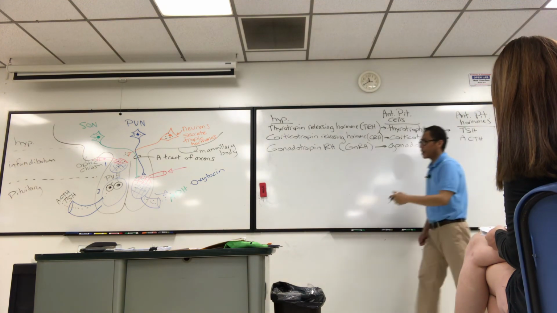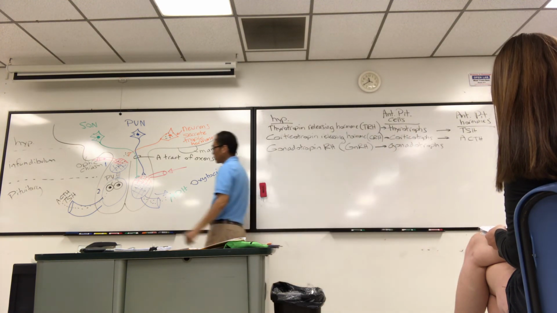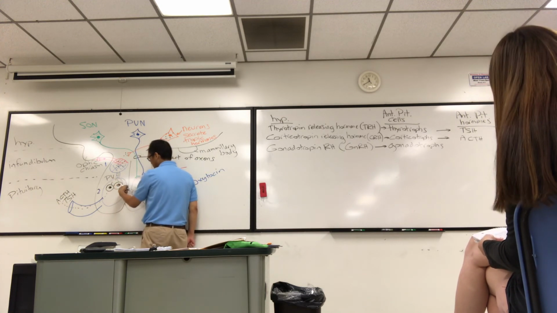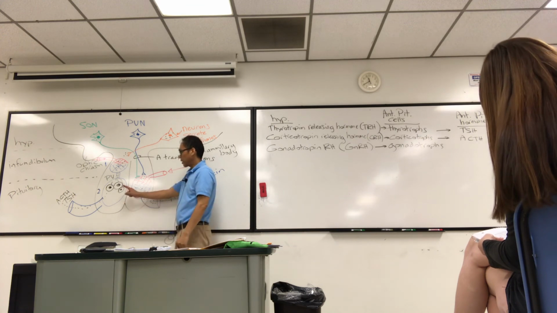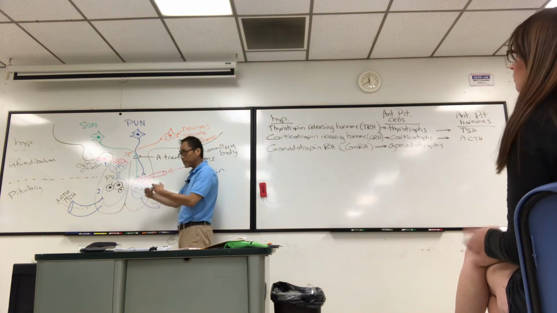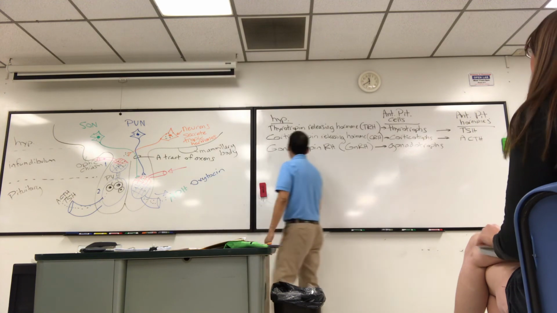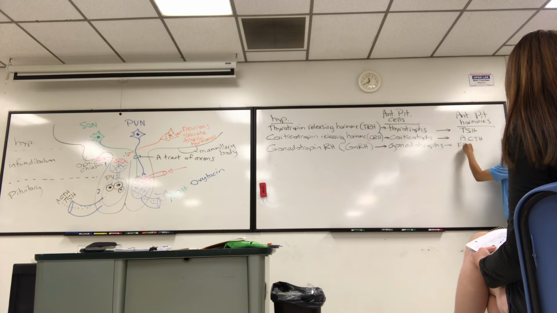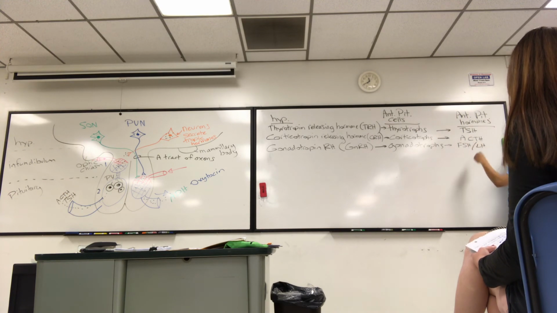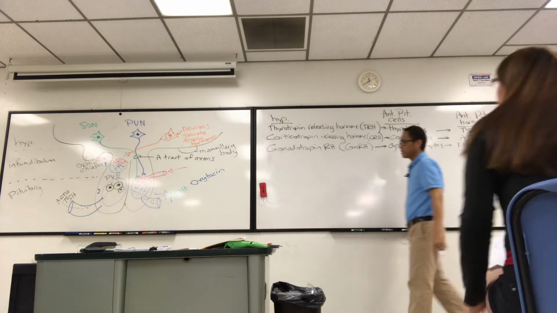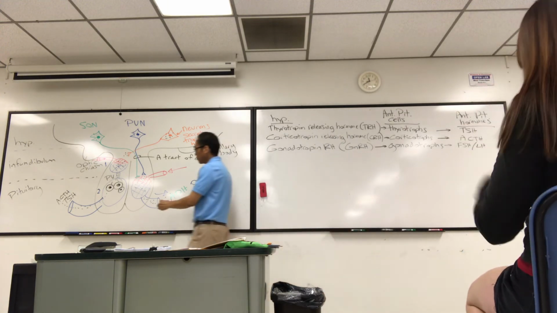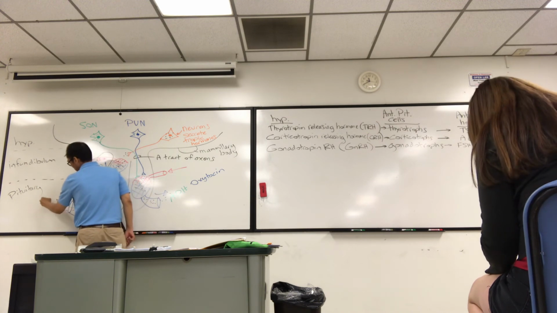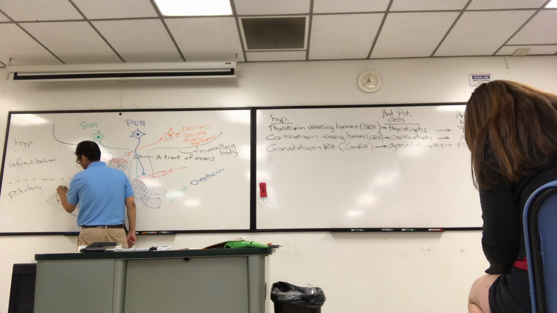So I'll draw a third cell in here to illustrate that GnRH is stimulating gonadotropes in the ant pit, which will then secrete FSH and LH. The gonadotropins that will target the ovaries and the testes. So I'll add those to the picture there. So you got cells that secrete ACTH, you got cells that secrete FSH/LH.